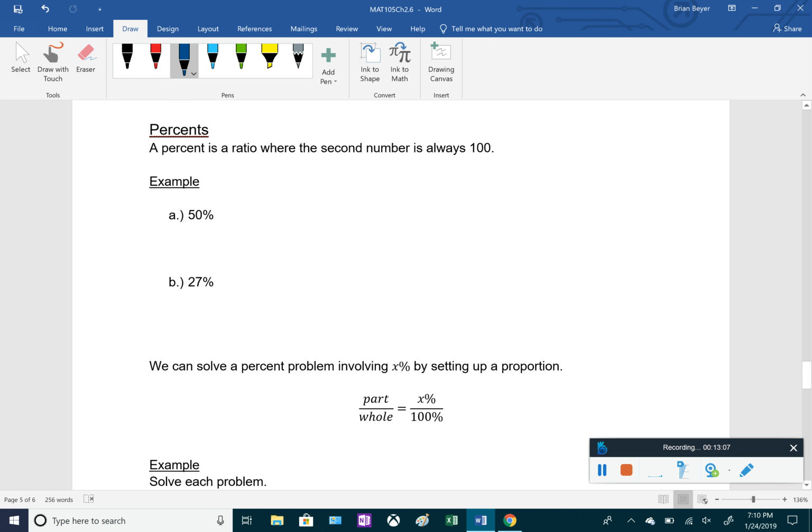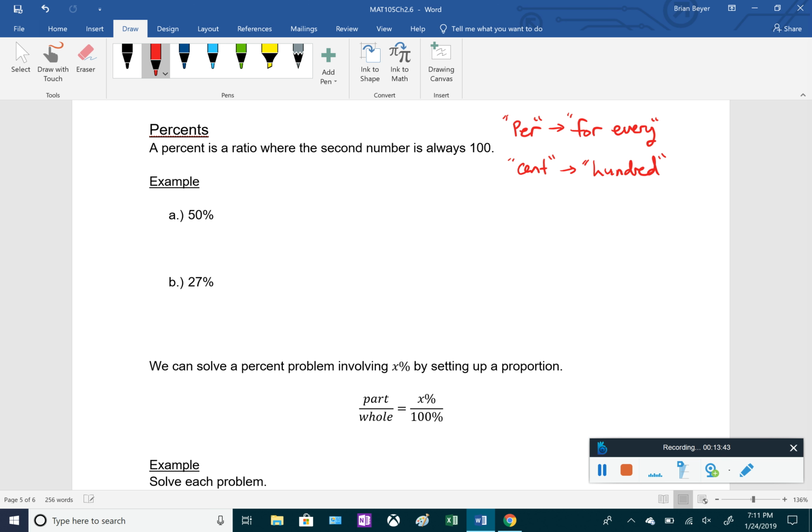Okay, so for the next thing, we're going to do a little bit with percents. So a percent is a ratio where the second number is always 100. So percent literally means for every 100. The per means for every. And the cent means 100. So for every 100 means something divided by 100.